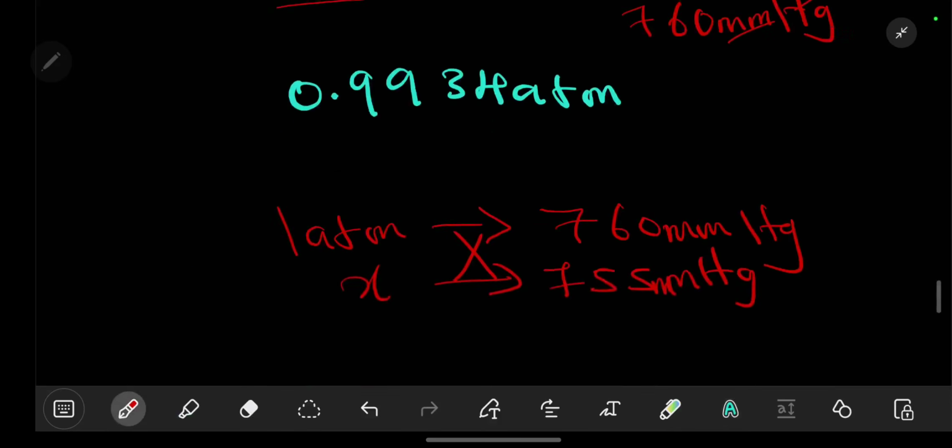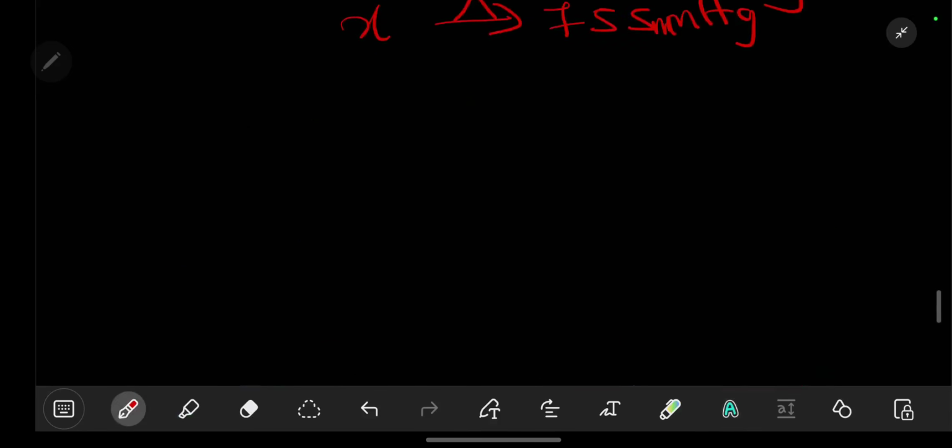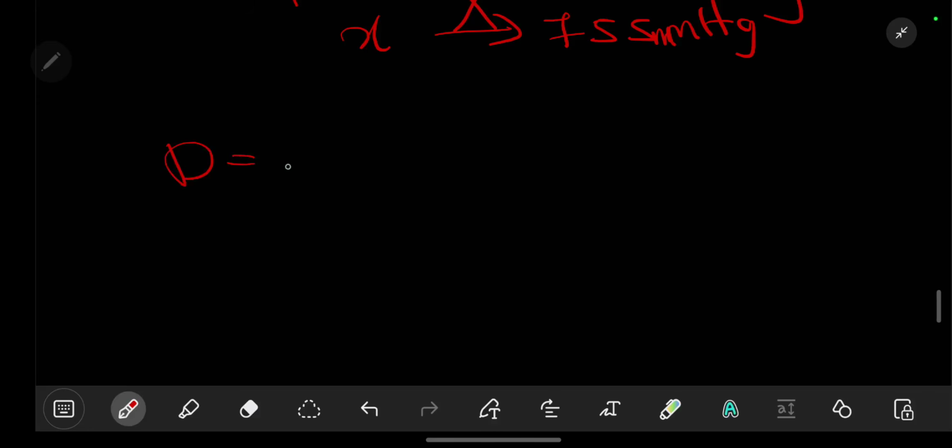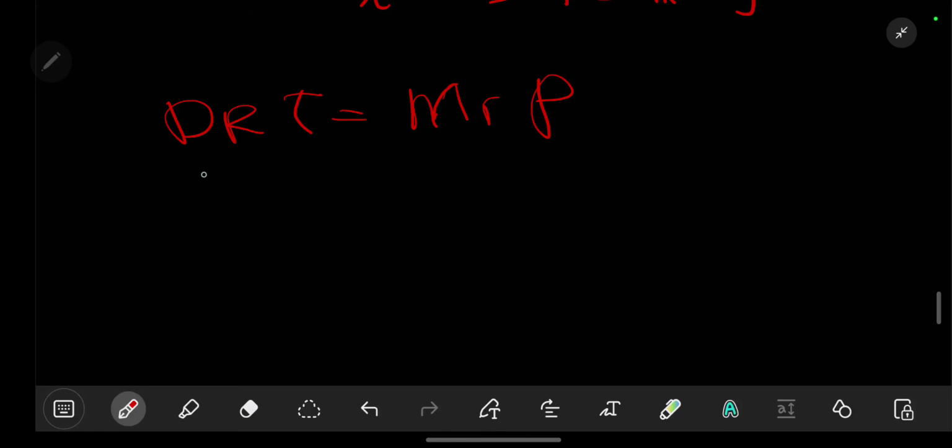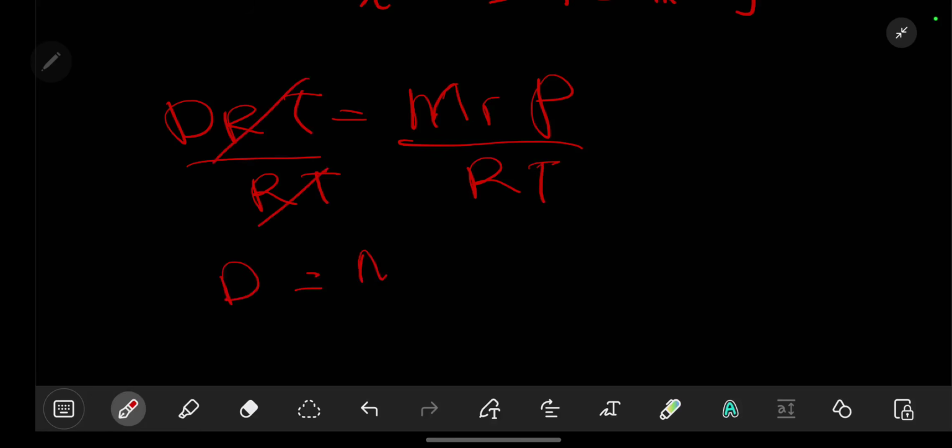So knowing that the density, we have Dr. T is equal to Mr. P. We divide by our RT, so the density is equal to the molar mass times pressure over RT.